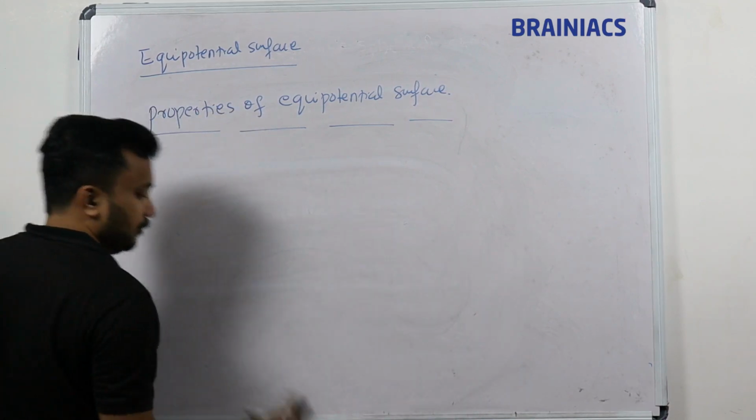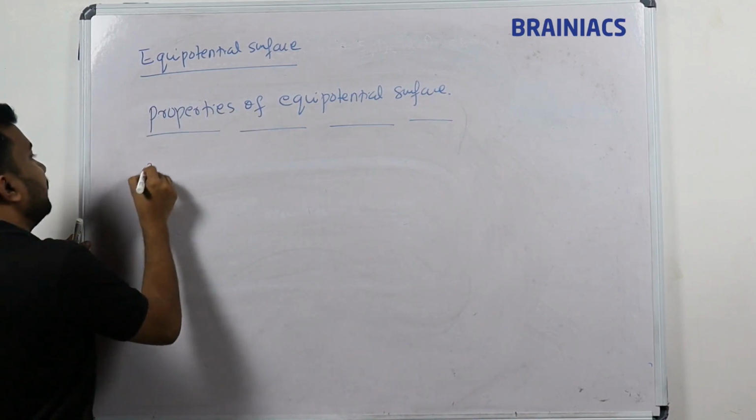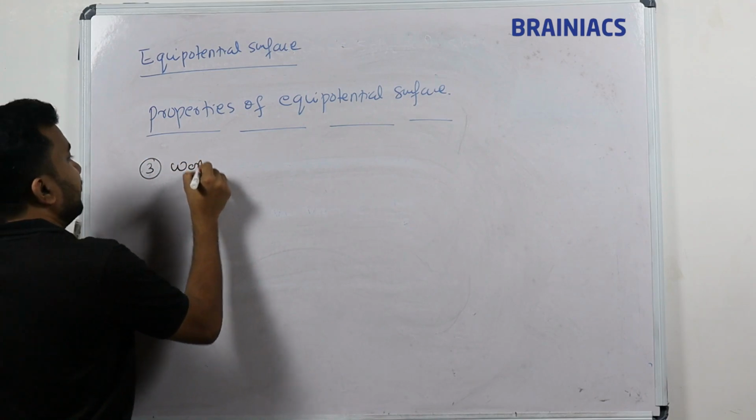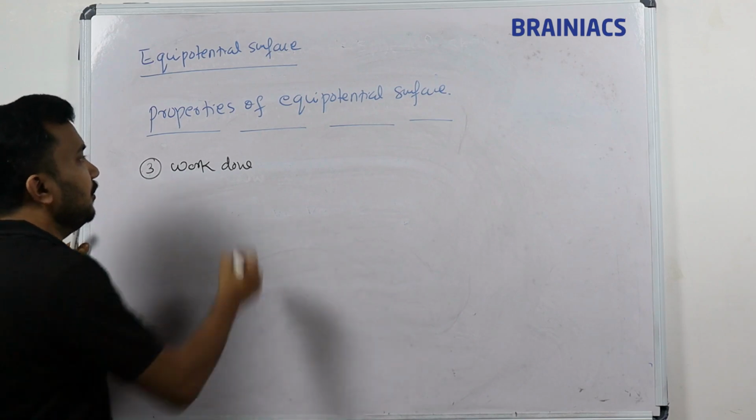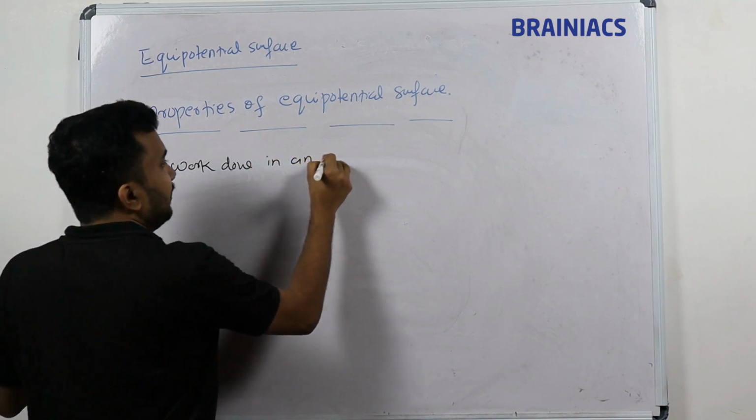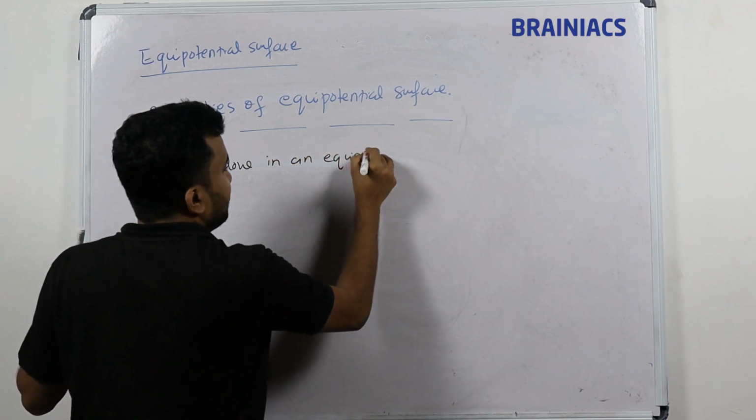Next point, the third point: work done. Who will do the work done? By an external agent. Work done in an equipotential surface.